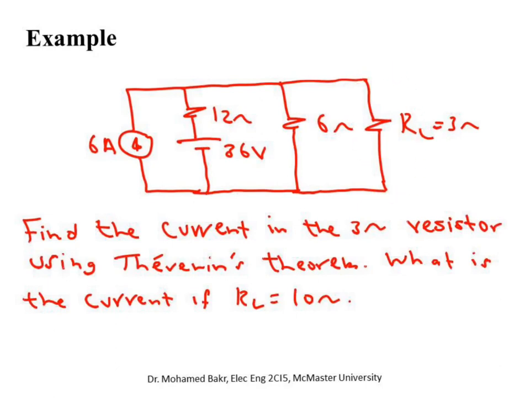Of course, before we would use loop analysis or nodal analysis. Nodal analysis here is easier because you have only one node, so it would yield one equation, but you have to do it twice, one for the 3 ohm and one for the 10 ohm. What we're going to be doing here is a little bit different.